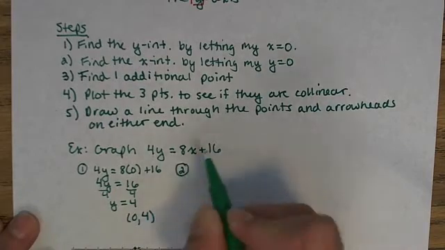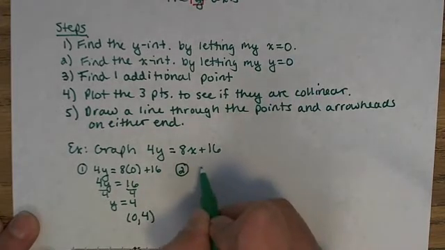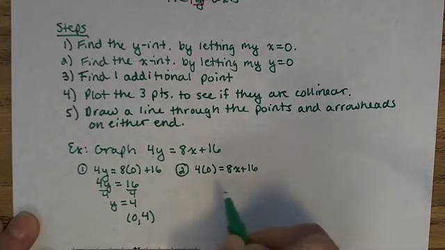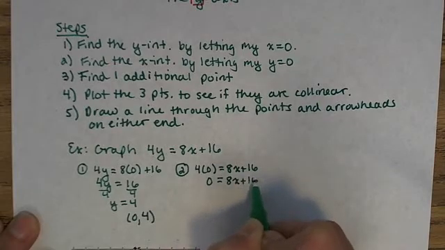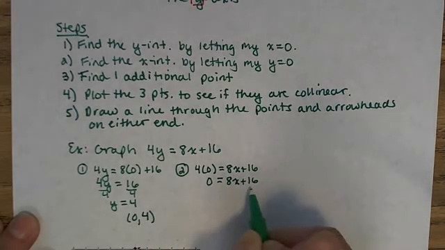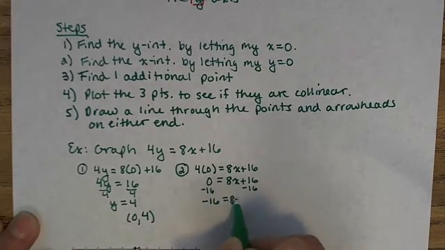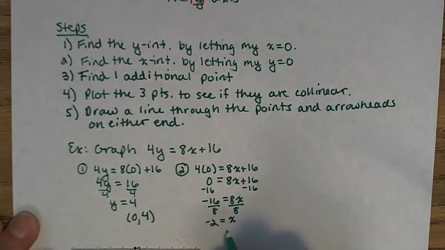Let's do the second step, which is to find the x-intercept by letting my y equal 0. So now I'd have 4 times 0 is equal to 8x plus 16. So 0 is equal to 8x plus 16. A little more solving to do here. So I'm going to go ahead and move my 16 over here. And I get negative 16 is equal to 8x. So divide both sides by 8. And x is equal to negative 2. So a second point that I have is the point negative 2, 0.